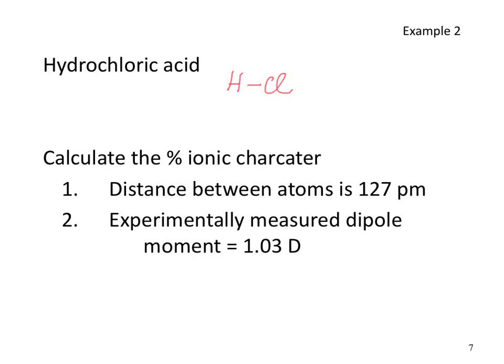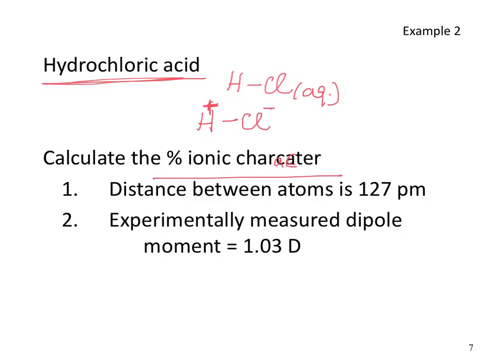We have HCl, hydrochloric acid. That means it's HCl aqueous. And so you have H and Cl, which hopefully would break. And if they do, then you should have an H plus and a Cl negative. The question is that you have to determine the percentage ionic character. The data that is given is that the distance between the atoms is 127 picometers. That basically is your bond length. Experimentally measured dipole moment is 1.03 debye.